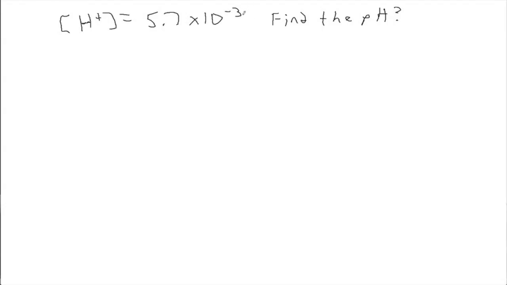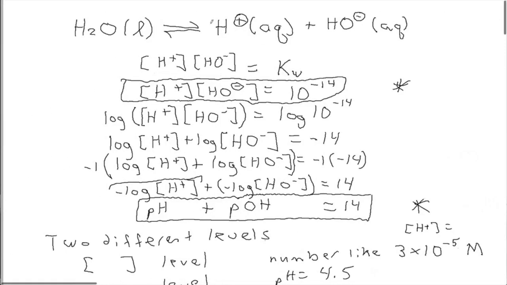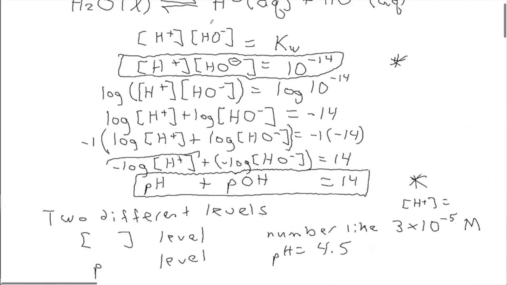Oops, I should have written it like this. The problem gave us information at the concentration level, and we had to change that into information at the p level. So this particular problem could be symbolized like this. We started at the brackets level, and then we had to move to the p level. That's how you can think of a problem like that.